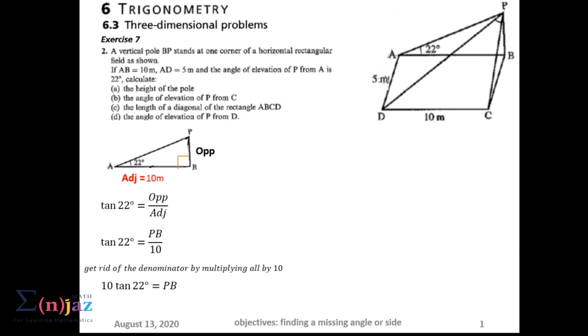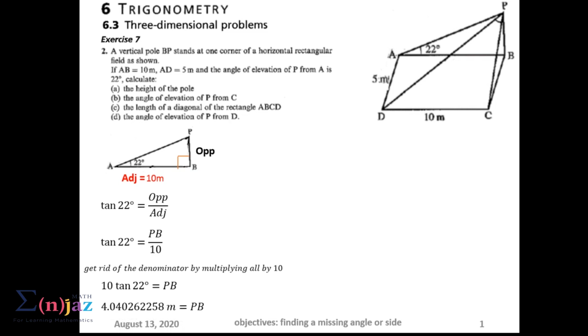Now you can use the calculator to calculate the length, and you're going to end up with 4.040262258. If you round your answer, and it's in meters, because all dimensions of the lengths in this question are given to us in meters.